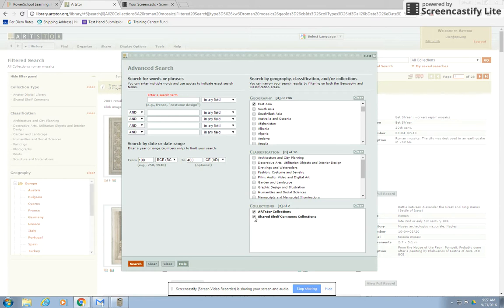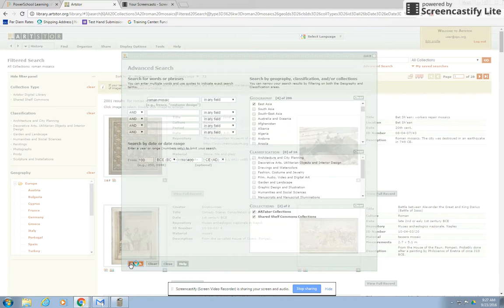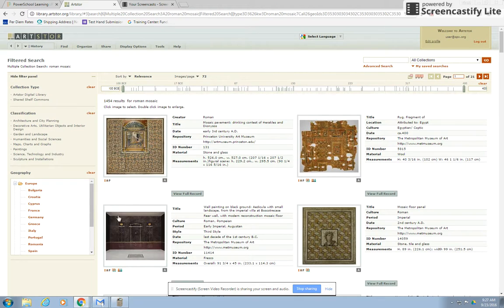Let's try this. Maybe I have to do that. Let's try this again. Roman mosaics. And it's not like Google. If you spell it wrong, you're going to get nothing. Roman mosaic. It's thinking. See, I love this right here. So you can start to see what you want.